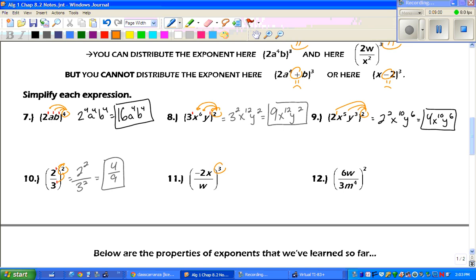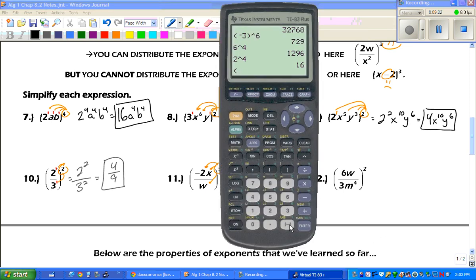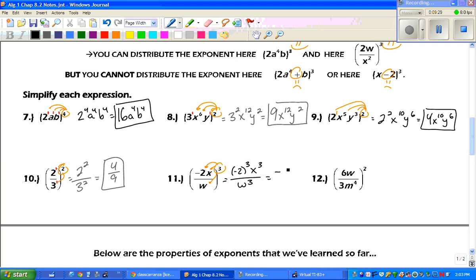Okay, now just make sure that that 3 goes to everything inside the parentheses. That's a negative 2 to the third power, x cubed, y cubed. Okay, when you're doing that exponent, remember to put it inside the parentheses to the third power, which gives us negative 8 x cubed y cubed.